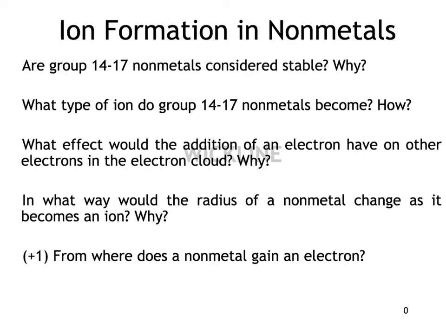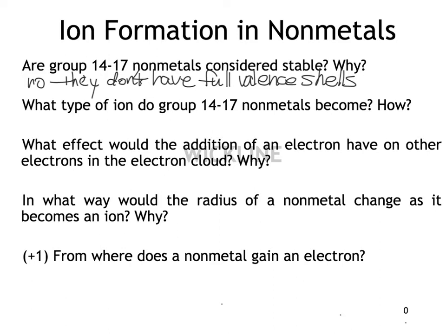All right, ion formation in nonmetals. We'll start with the first question. Are group 14 to 17 nonmetals considered stable, and why? They are not considered stable because they do not have full valence shells. And if you're in group 14 to 17, that means you're on the right-hand side of the periodic table.